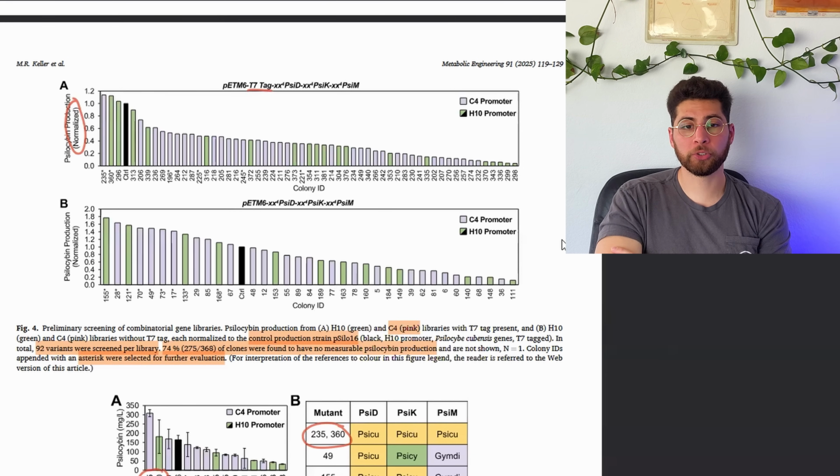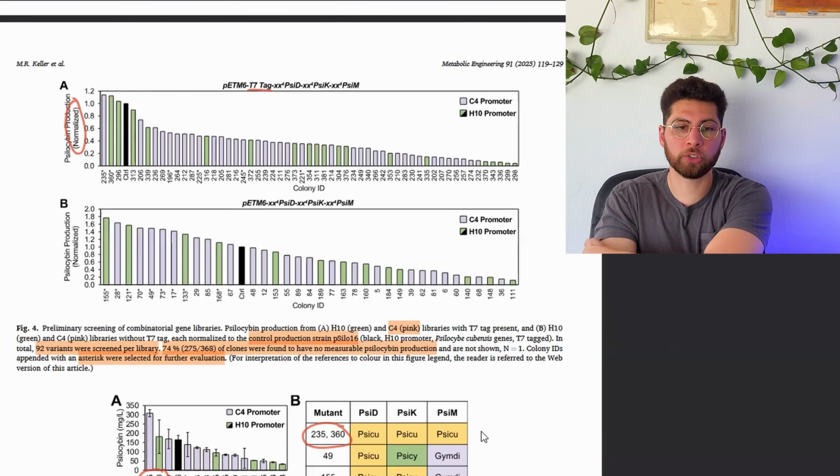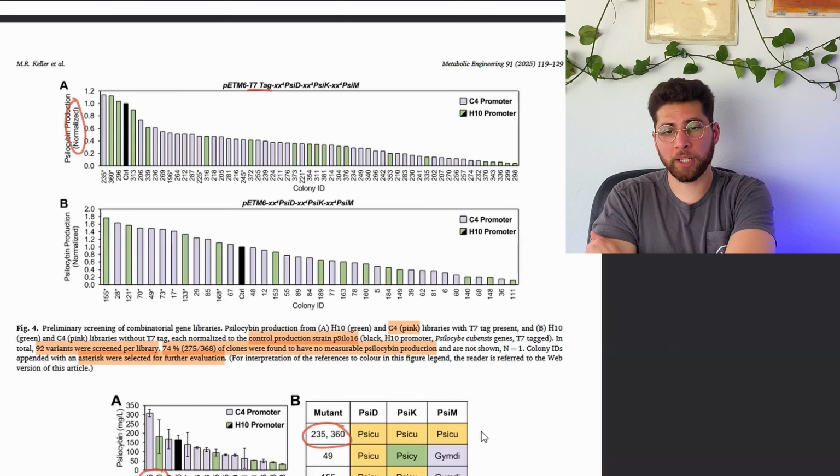So this top strain here, you're probably most curious about, is making about 10% more psilocybin than the control strain. It's using the C4 promoter. And then let's see if it says what 235 is. So 235 uses Psilocybe cubensis genes for all 3 genes. So in this case, the winner is the Psilocybe cubensis genes for all of them, if you're trying to make psilocybin.